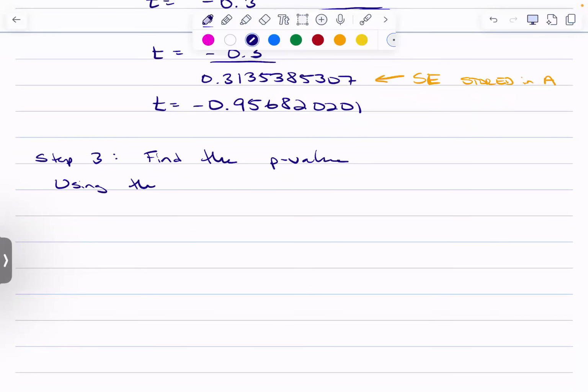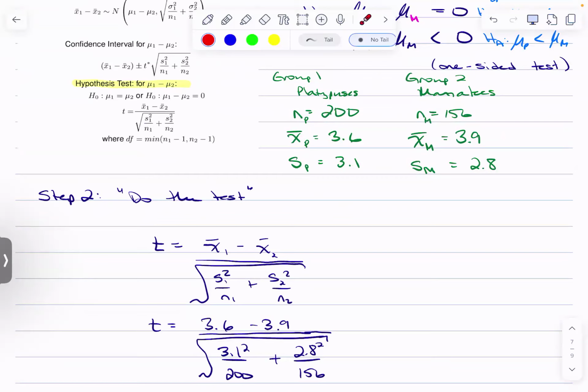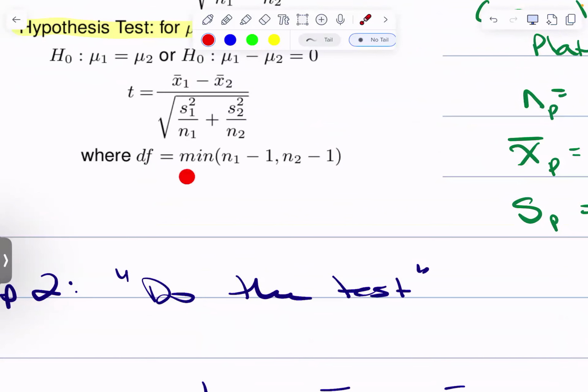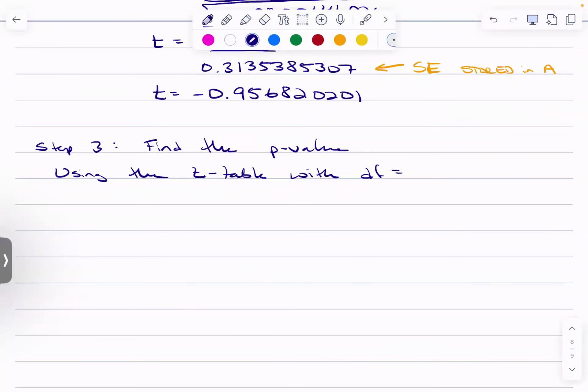Using the t-table with degrees of freedom. Because we have 2 samples, we have to use this bigger formula. But remember, all it's saying is the smaller sample size minus 1. If you don't like this formula, you can use words: degrees of freedom equals smallest sample size minus 1, which would be 156 minus 1, which would be 155. You can say it in words if you prefer, but I'm going to use the shorthand so that you can get used to it, because I think it's going to save you a lot of writing.